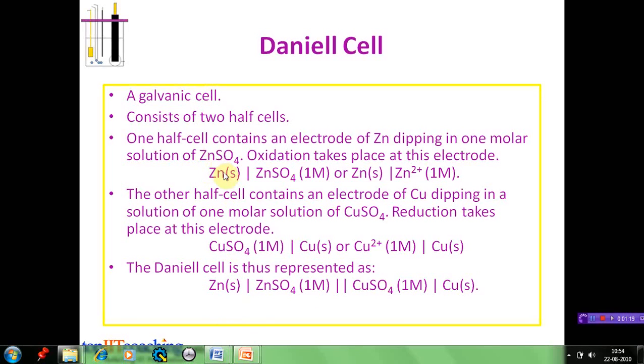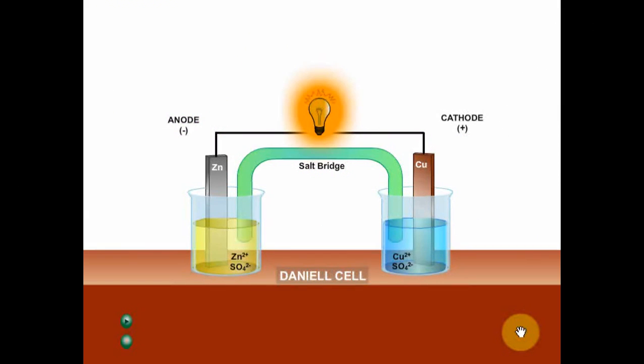So the representation of Daniell cell will be, first of all, we'll mention the anode, that is zinc and zinc sulfate, that is the electrolyte in this half cell, and then we mention the cathode, that is copper sulfate, the electrolyte, and copper, that is the electrode. These two parts, that is the anode and cathode, are separated by a double pipe character, which means that they are separated by a salt bridge.